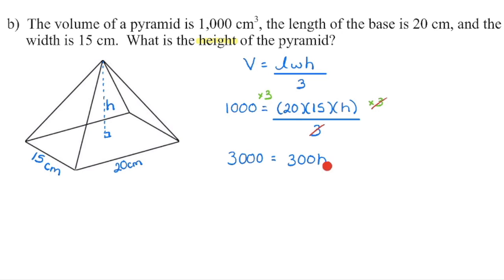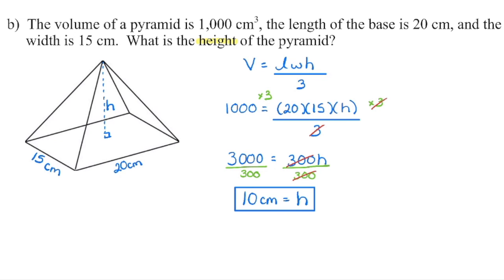Now again, our goal is always to isolate the variable, so in order to do so, we're going to divide out that coefficient of 300. 300 divided by 300 leaves us with 1h, and 3,000 divided by 300 is 10. And then make sure you include the appropriate units. So because everything else that we're given is in centimeters, we know that the height is going to be 10 centimeters.